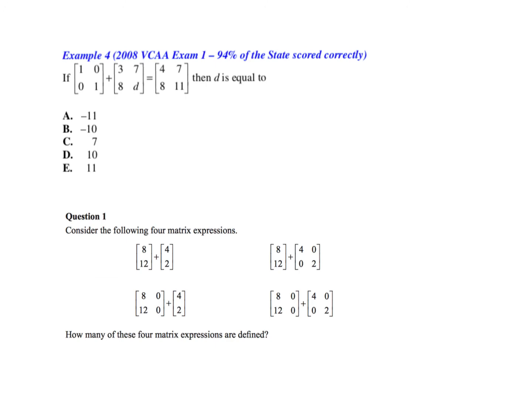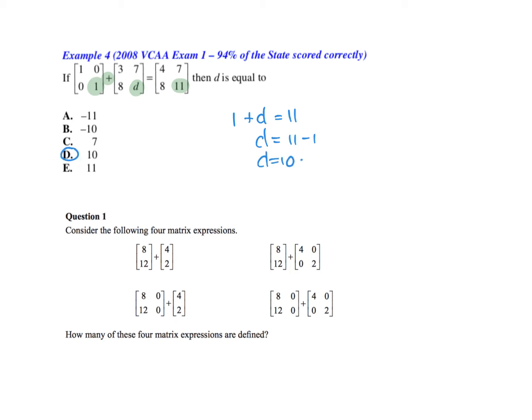Okay, so we've got a few example questions. Now, it says here we have to find D. So just look along, it's adding. So what you can see is 1 plus D would equal 11. So if you wrote that out, you've got 1 plus D equals 11. So what would D equal? Yeah, so D equals 10.